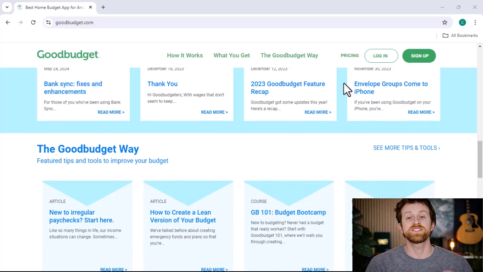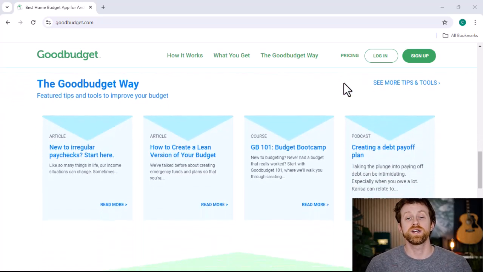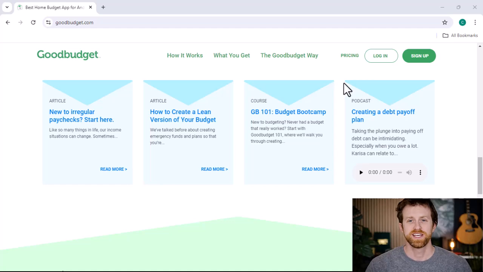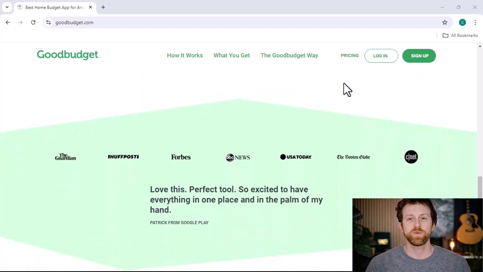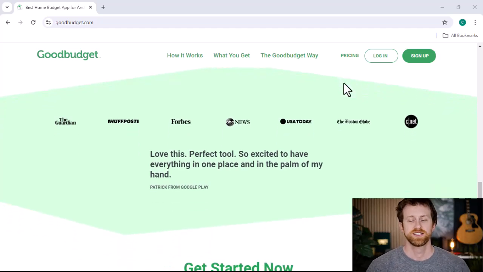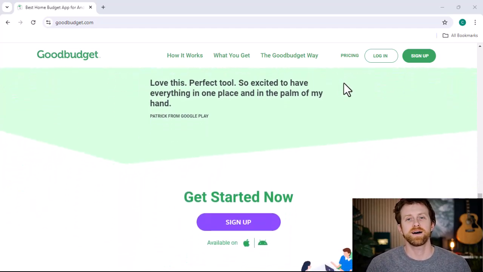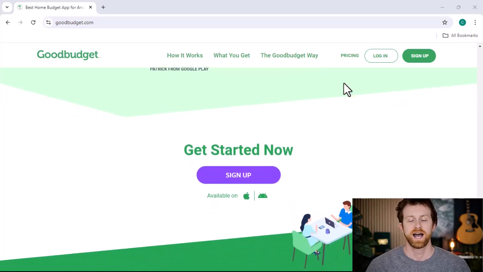Beyond day-to-day tracking, the app includes tools for long-term financial planning. You can set up annual envelopes to save for infrequent expenses like car insurance, medical bills, or holiday gifts. It also features debt tracking tools to help monitor your payoff progress over time.